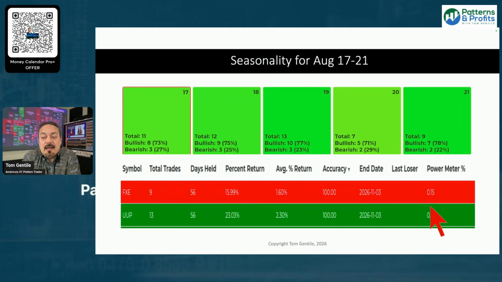It too has positions that are between now and going out to the beginning of November. It too is a 56-day historical trading opportunity. Right. It too has a small return. Okay. To the downside. The red means that FXE is historically bearish. And it too also has a positive power meter. And it too has happened 10 of the last 10 years. It's actually gone lower.